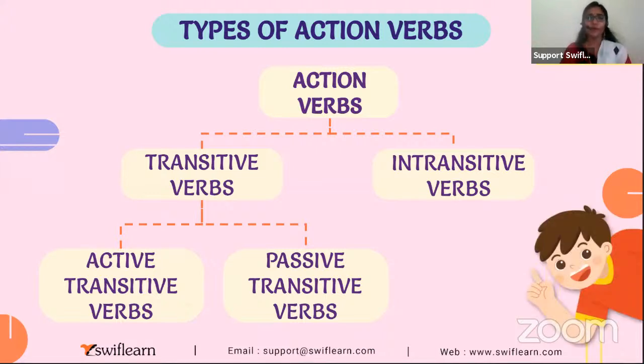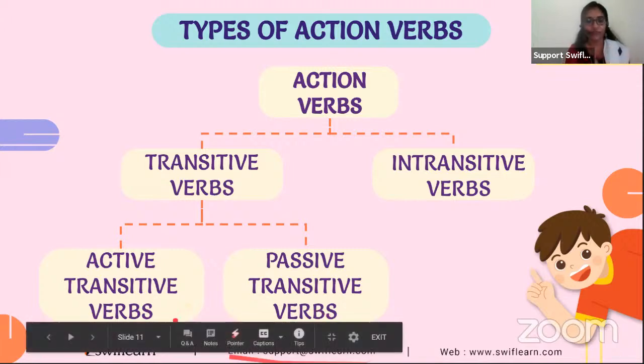Okay. So in the action verbs itself, we have two types. It's very important to learn about those types as well. Whenever we do some action, we name the term called verb. That kind of action verb has two types, which is transitive verbs and intransitive verbs. Again, transitive verb is classified into two other types: active transitive verbs and passive transitive verbs.